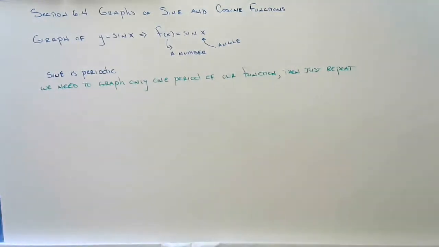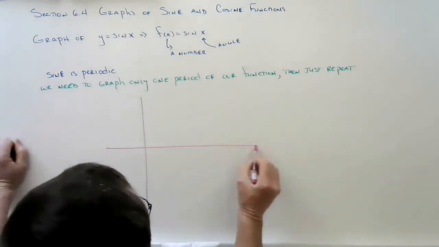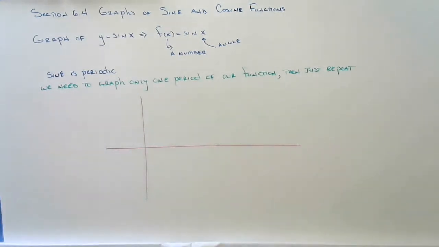And that will give us the graph of sine. Now, when we learn new functions, we start by learning their graphs. So the graph of the sine curve has 5 key points. Okay, 5 key points.